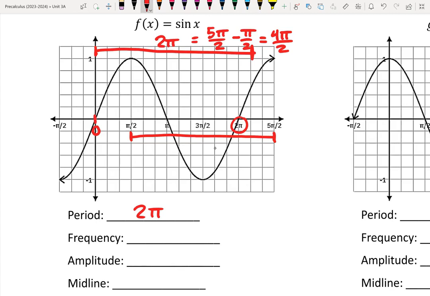What did I say the frequency is? What is the frequency? The reciprocal of the period. How do I find the reciprocal of 2 pi? Well, literally, we just do this. 1 over 2 pi. There we go.